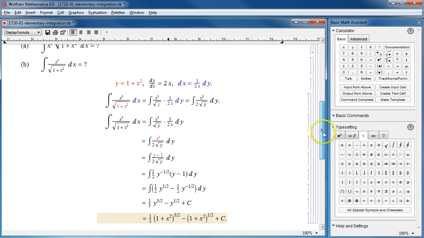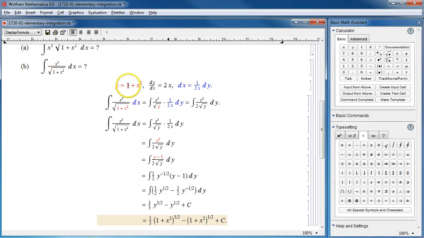This was kind of an extensive problem. Substitution, and then a residual x term.